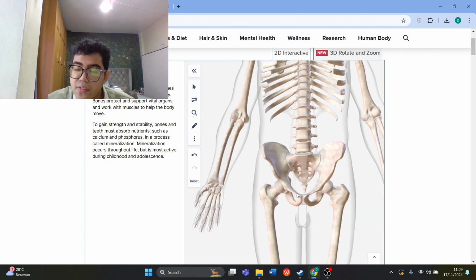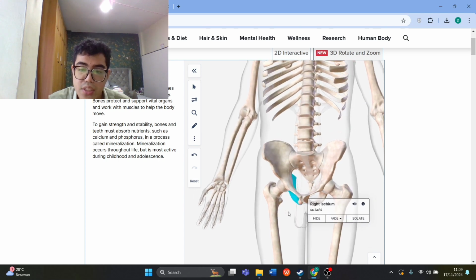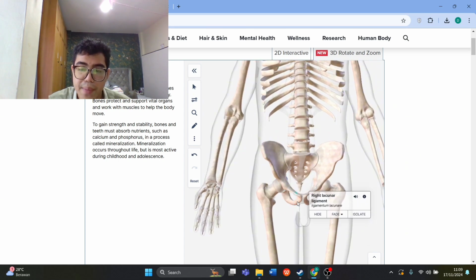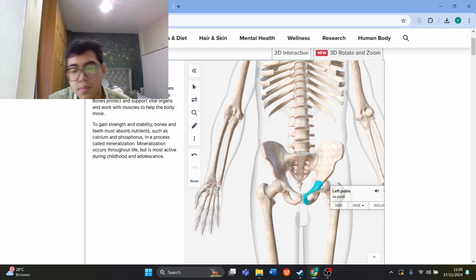And over here, the last of the three hip bones, we have the smallest component, which is the pubic bone. The pubic bone, being the smallest of the three, is composed of a body, a superior ramus, and an inferior ramus.